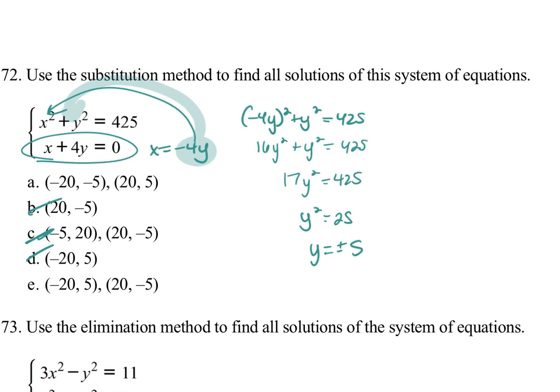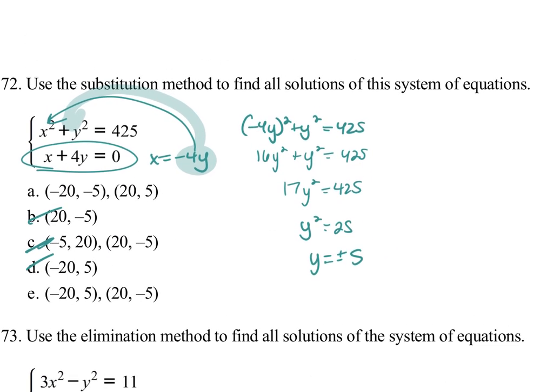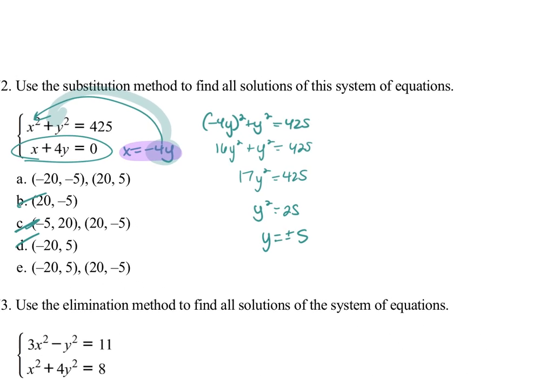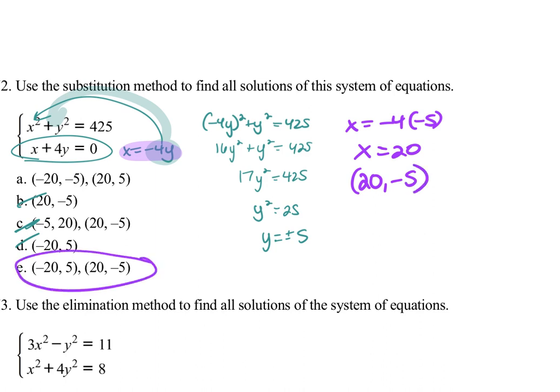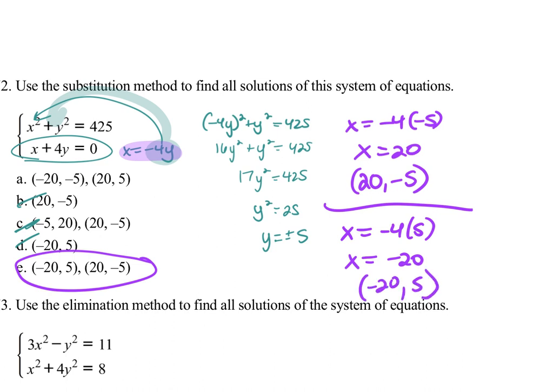Which one is which sign? And to do that, I'd go back to the one I solved for x. So I'd say x equals negative 4 times negative 5, which means x equals 20. So when y was negative 5, x was positive 20. And that's this one. And then x equals negative 4 times positive 5, x would equal negative 20. When x is negative 20, y is positive 5, and that still matches that one.